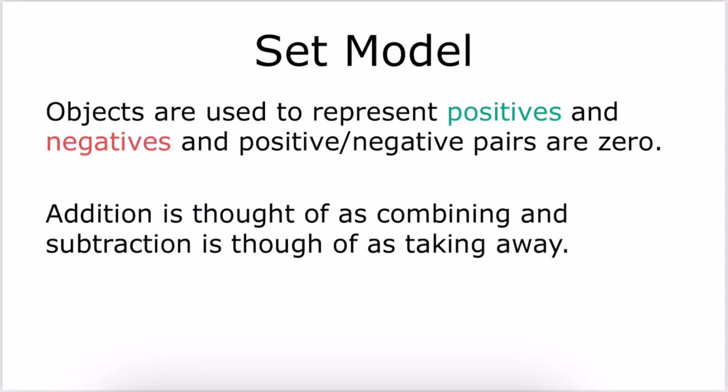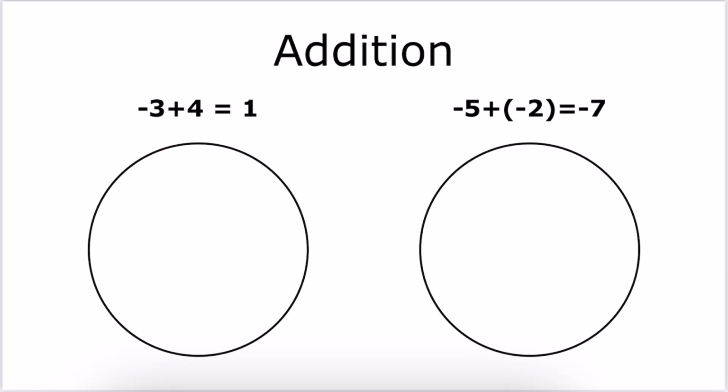So in the set model, we're going to think of addition as combining, and then we're going to think of subtraction as taking away. So if I wanted to add these two addition problems, the way that I would think about it is I would start off with a -3.